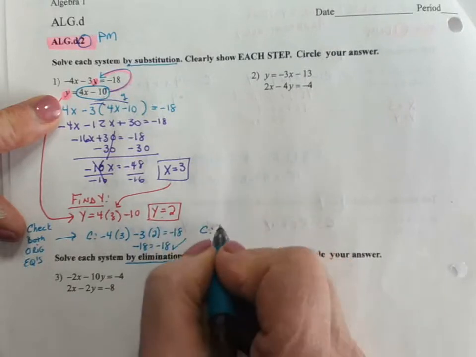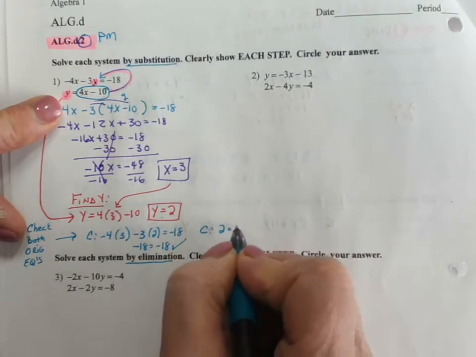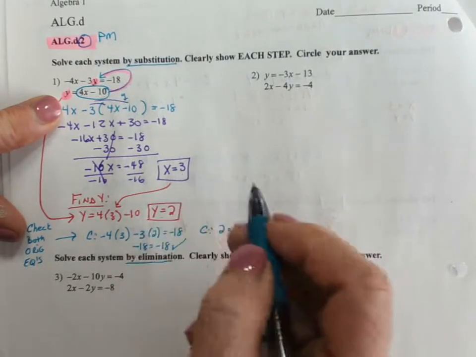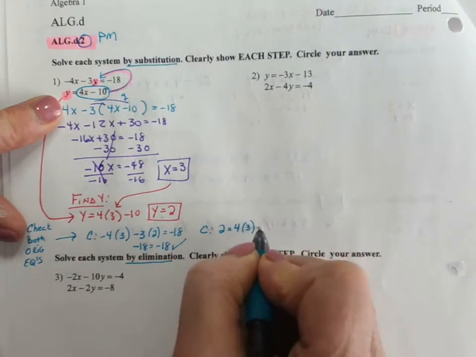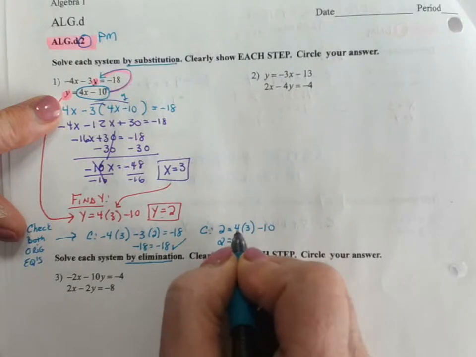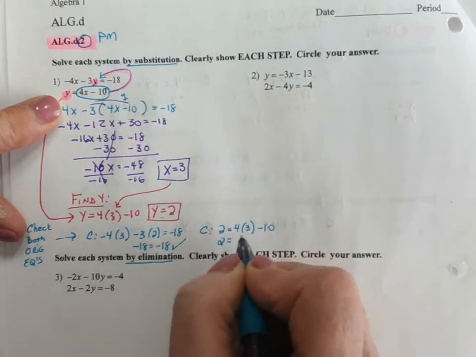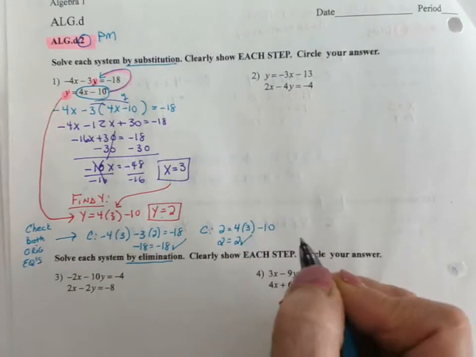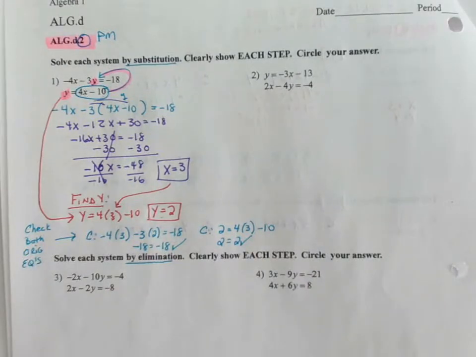y is 2 equals 4 times x, which is 3, minus 10. 2 equals 12 minus 10, which is 2, and it checks. So for these proficiency standards, you really want to make sure that you're getting the right answers. And to ensure you're getting the right answers, remember to check.